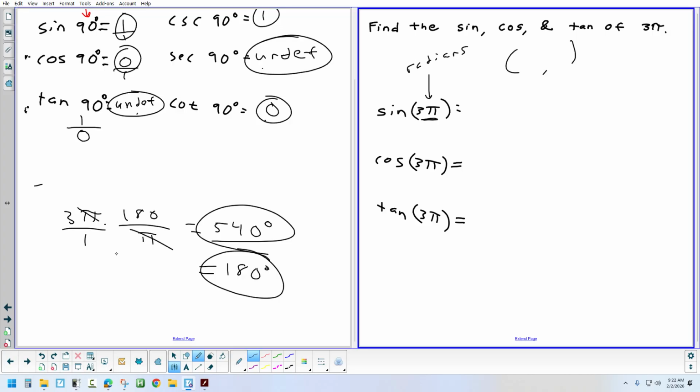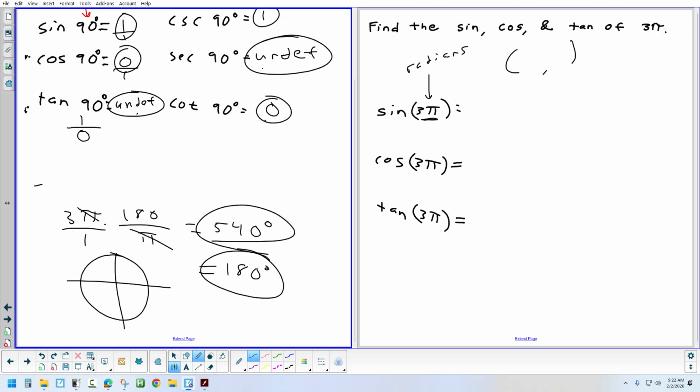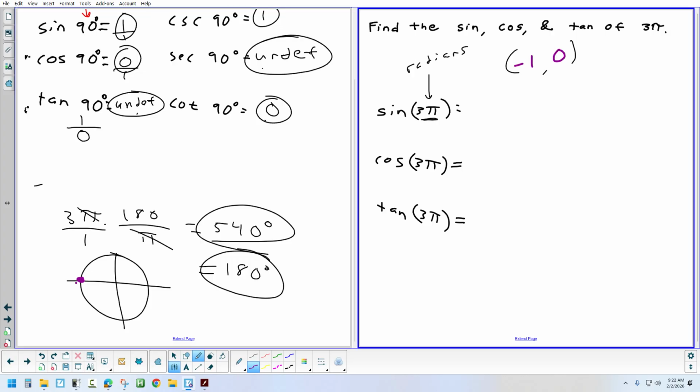What's the coordinate for, well actually, where is 180? It's all the way on the left. And what's the coordinate on the left side? -1, 0. Okay. So now we'll go through our trig functions. Holly, what would the sine be? Do you remember the definition for sine?